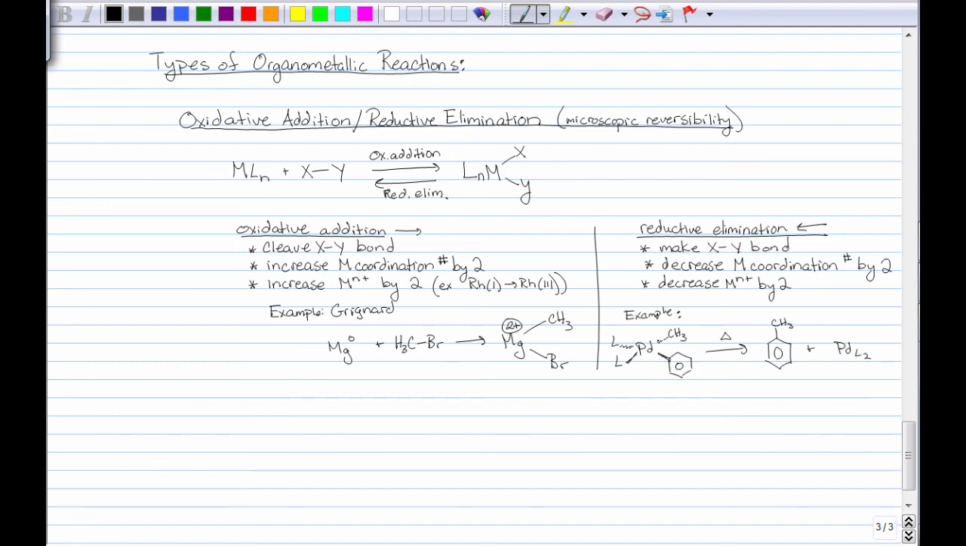Here's an example of a palladium complex which is going through a reductive elimination to give a new carbon-carbon bond and a palladium L2 complex. This is palladium 2 and this is palladium 0. And this product is a 12 electron species. It's not stable, so it will immediately react to form a 16 electron species.